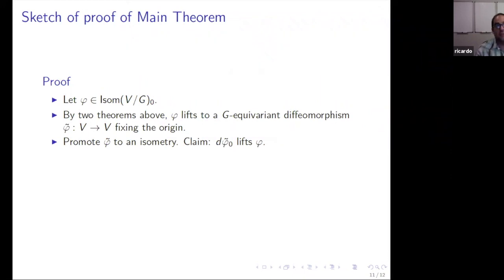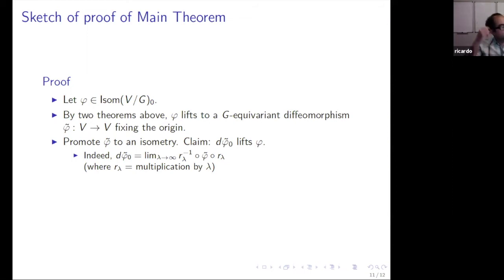So we have a diffeomorphism already, we just want to make it an isometry. And the claim here is that actually the simplest thing you can imagine works, namely the differential of this diffeomorphism at the origin, that's a linear map. That is your isometry lift, okay? So why is that? And by the way, I'm writing here sketch of proof, but this is actually the whole proof.